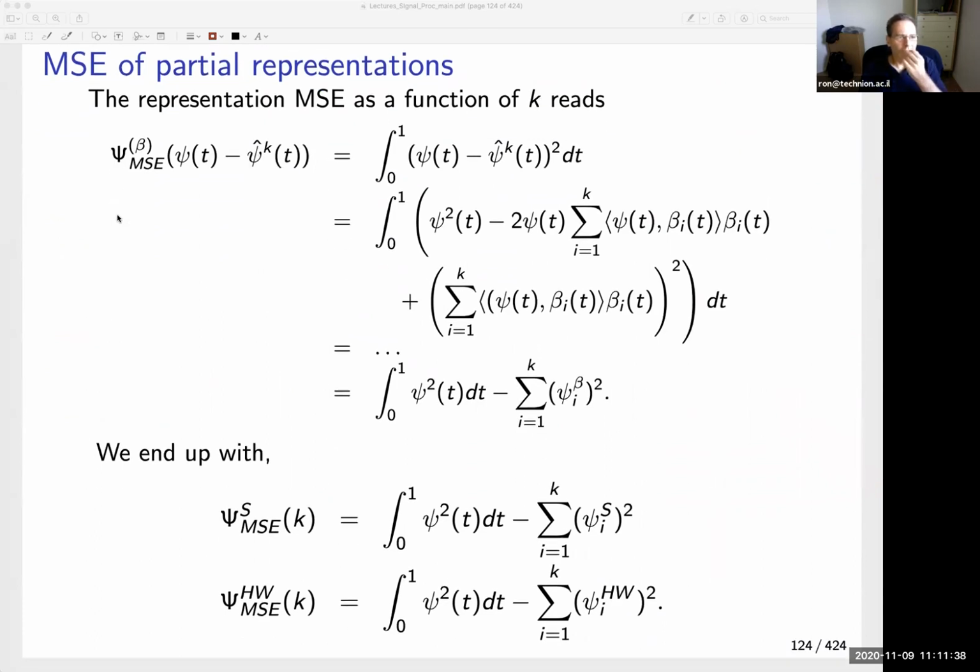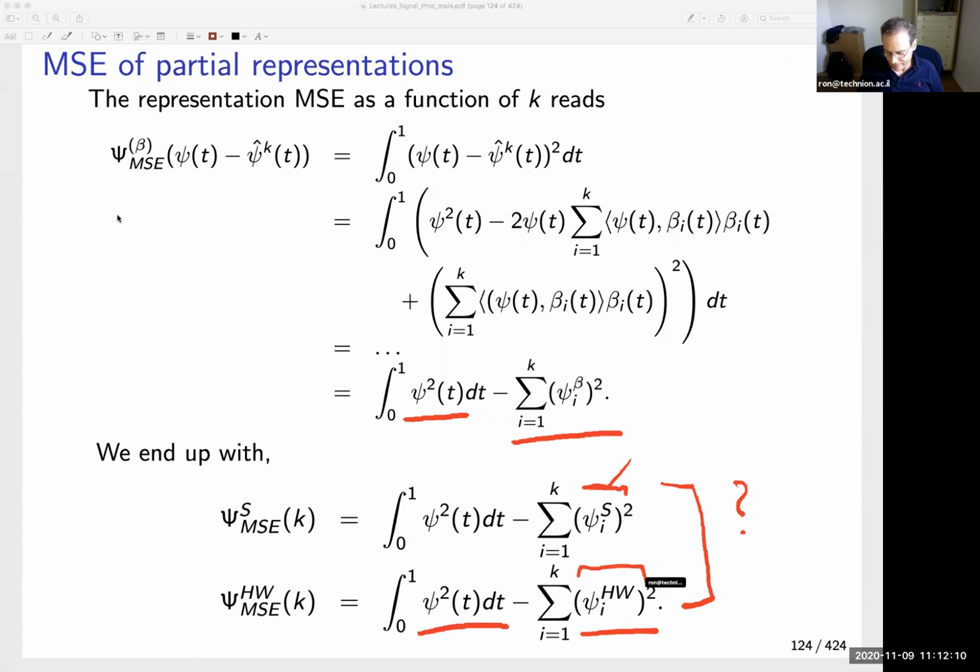Okay, so what would be the MSE of partial representation? Not a big surprise, it would be the energy of the signal minus the projection onto the standard basis functions. Or in the Walsh-Hadamard, it would be the energy of the signal minus the coefficients of the Hadamard. These are the two that we have to compare. We need to understand which of these coefficients capture more of the energy of the signal. And again, if we know anything about the signal, this is where the game becomes interesting.